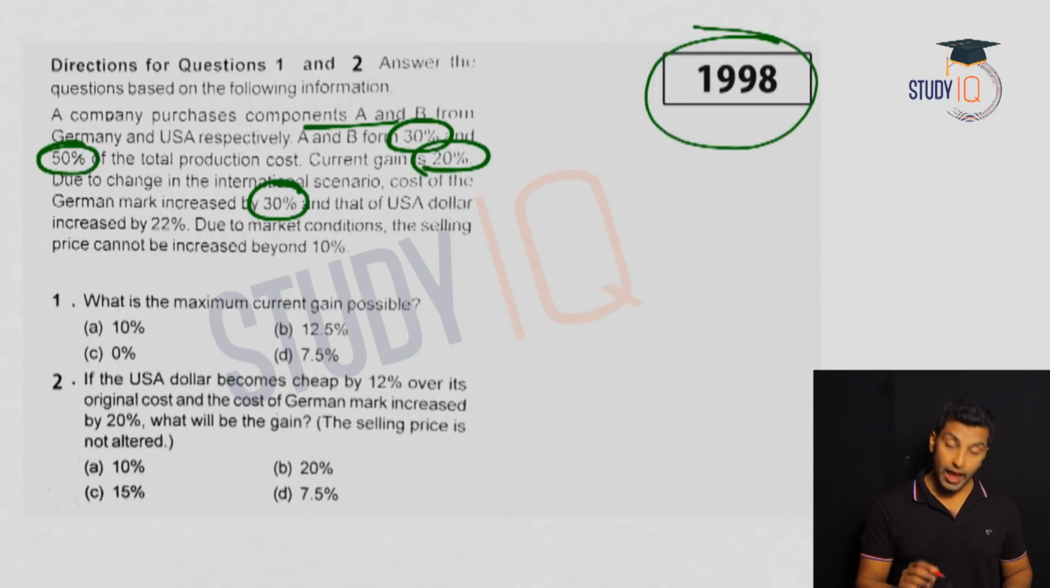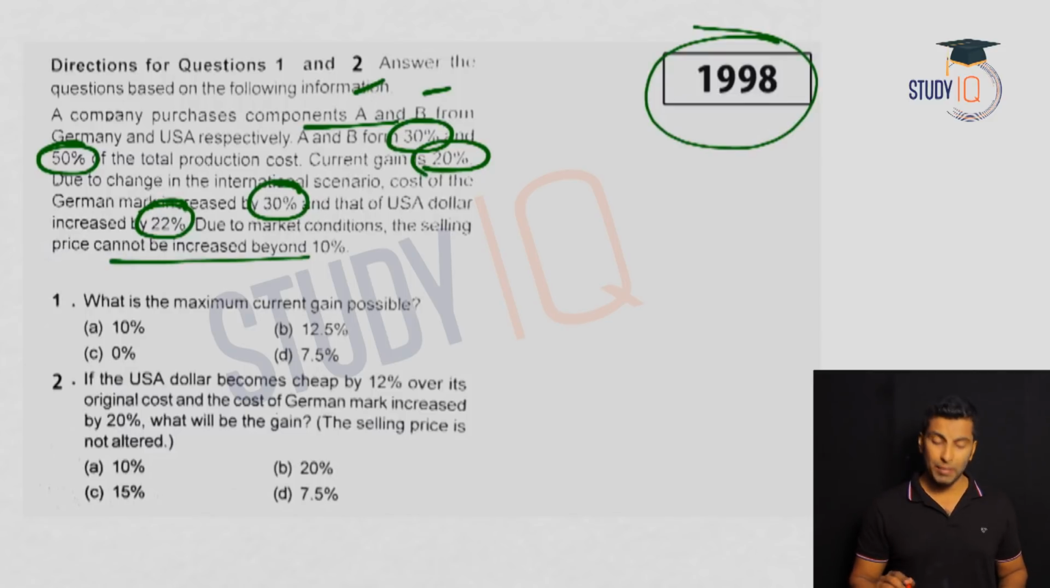Okay, that means A is increased by 30%, right? And that of US dollar increased by 20%. Okay, so German mark increased by 30% and US dollar increased by 22%. So A increased by 30 and B will have an increase of 22. Okay, now due to market condition, the selling price cannot be increased beyond 10%. So the maximum selling price you can increase is 10%.